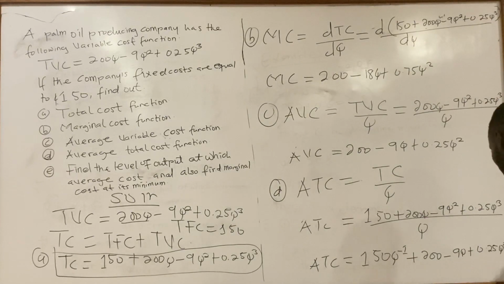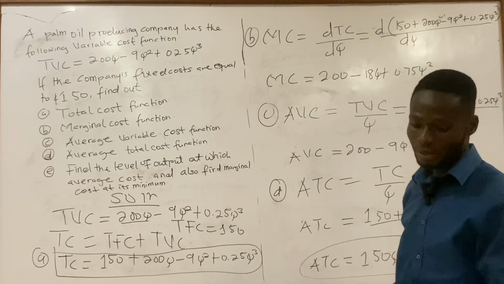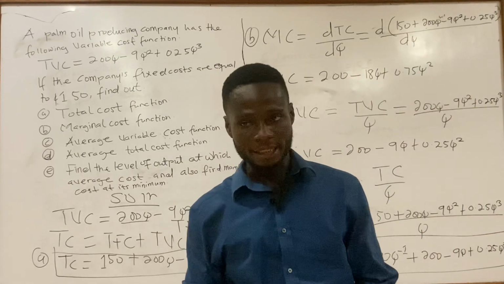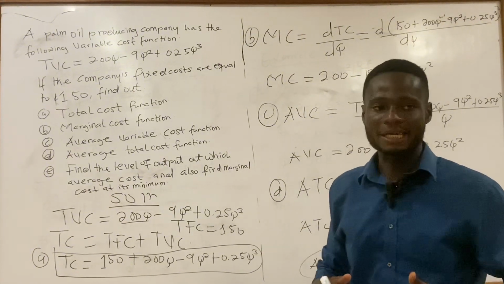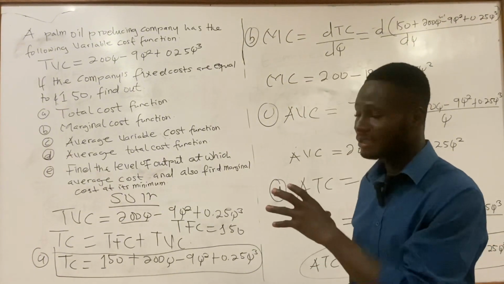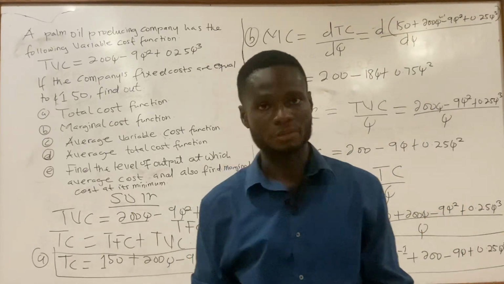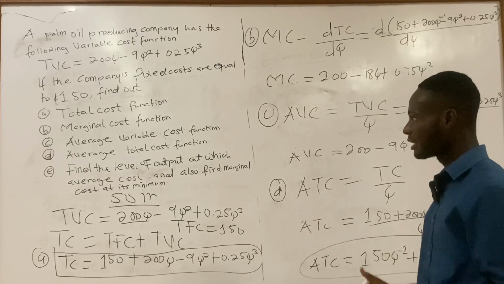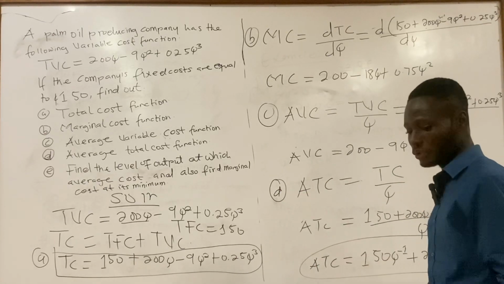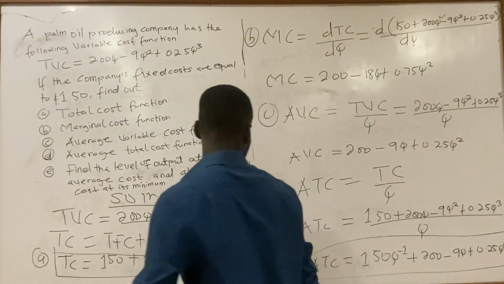So this becomes our average total cost function. All right, it's very easy, just a matter of you understanding the question. Understanding the question is part of your quizzes or your exams as well. So that is basically the answer for the D, the average total cost. All right, so let's continue.